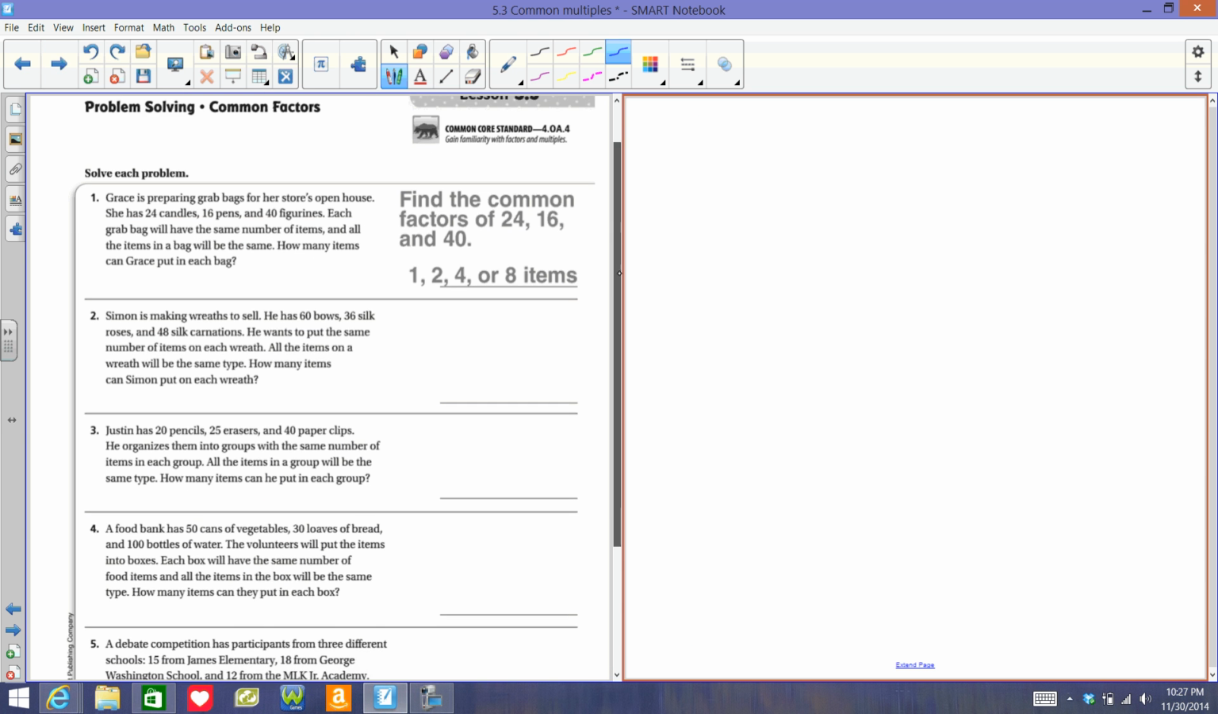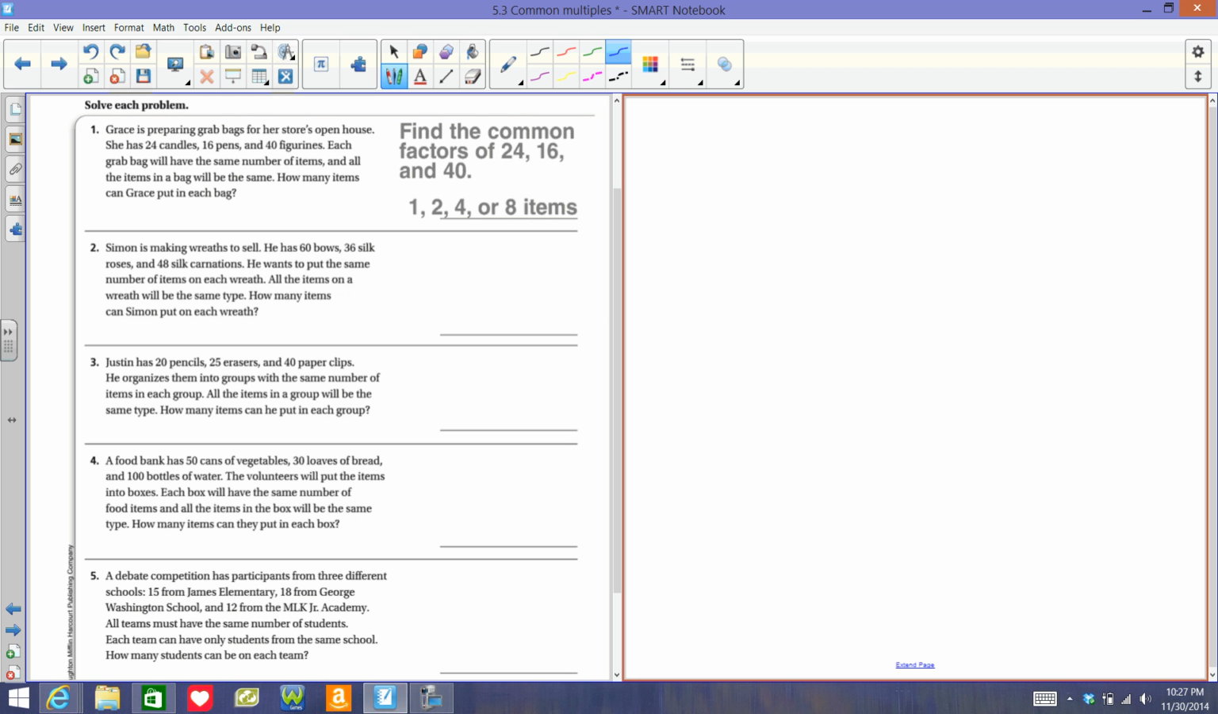Let's see. Okay, so we have similar types of problems. You're going to be looking for the common factors of the numbers that are in there. Simon is making wreaths to sell. He has 60 bows, 36 silk roses, and 48 silk carnations. He wants to put the same number of items on each wreath. All the items on a wreath will be the same type. How many items can Simon put in each wreath?